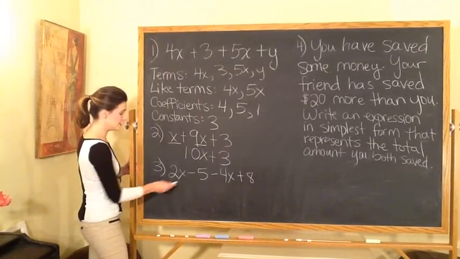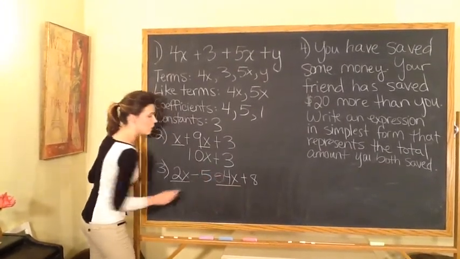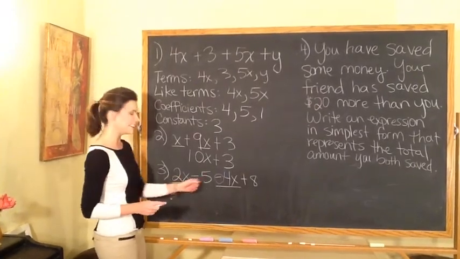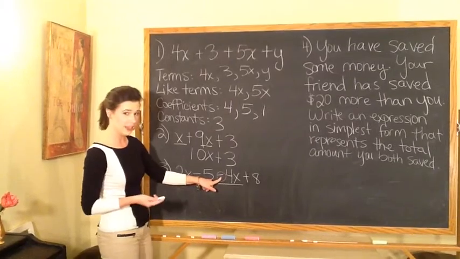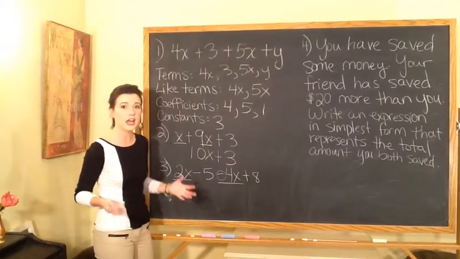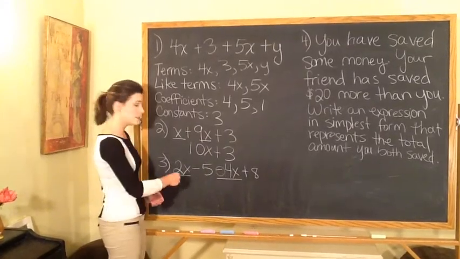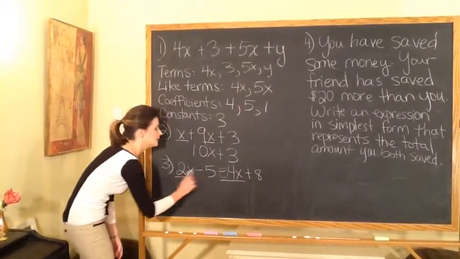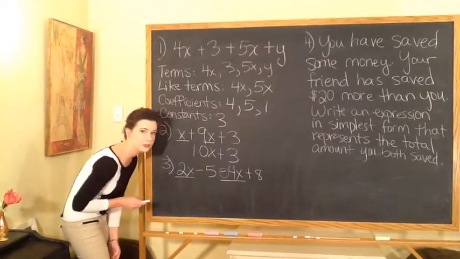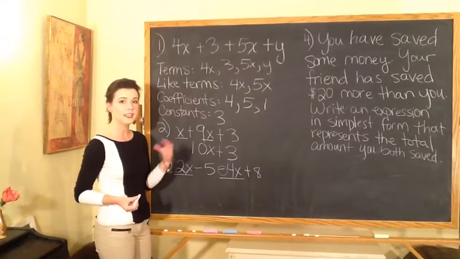So when I first look at this expression, I see 2x and negative 4x. You cannot overlook this negative sign because it's going to change how we combine them. So we're not adding 2x and 4x anymore. We're subtracting 2x and negative 4x. So we're going to go ahead and subtract 4 from 2. We have to use the skills we learned with subtracting integers.